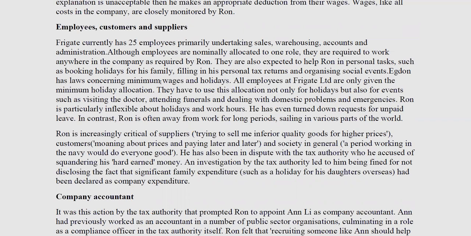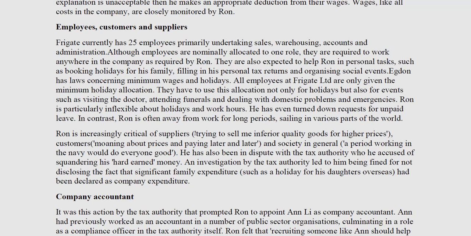Egdon has laws concerning minimum wages and holidays. All employees at Frigate are only given the minimum holiday allocation. They have to use this allocation not only for holidays, but also for events such as visiting the doctor, attending funerals, and dealing with domestic problems and emergencies. Ron is particularly inflexible about holidays and work hours. He has even turned down requests for unpaid leave. Wow. In contrast, Ron is often away from work for long periods, sailing in various parts of the world.